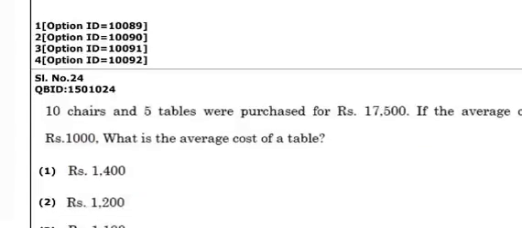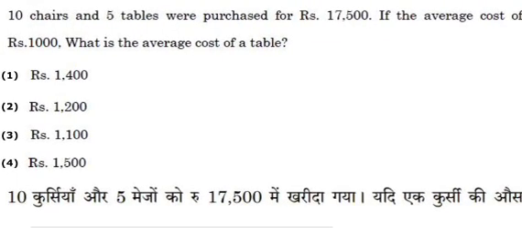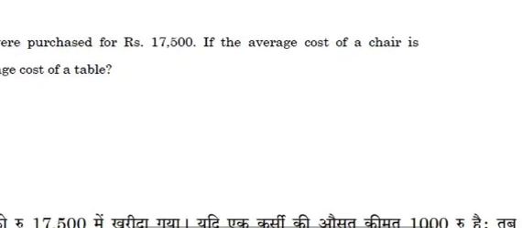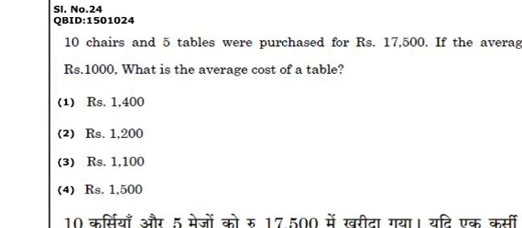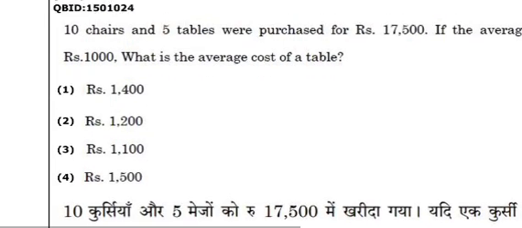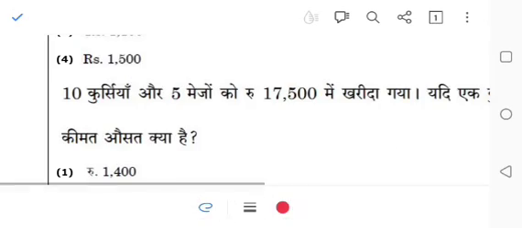Then 24, 10 chairs and 5 tables were purchased for Rs 17,500. If the average cost of a chair is Rs 1,000, what is the average cost of a table? 1400, 1200, 1100, 1500. 24, correct answer will be 1,500 rupees.